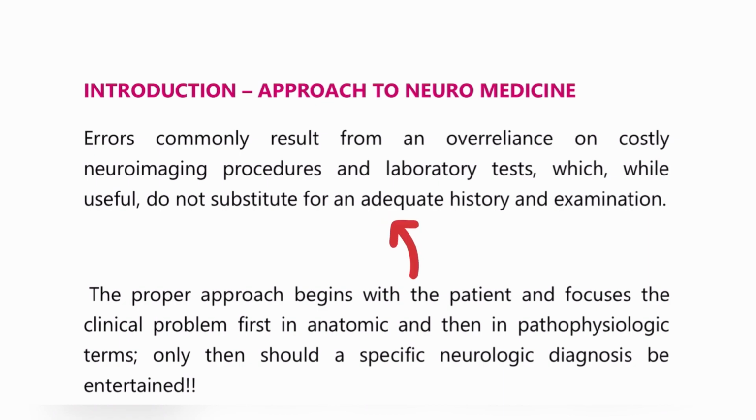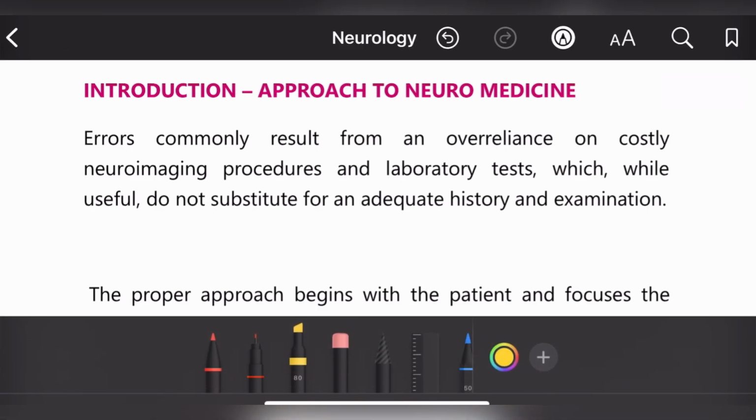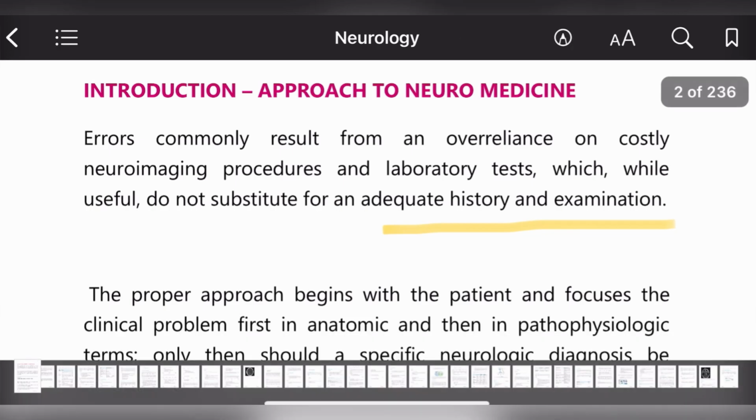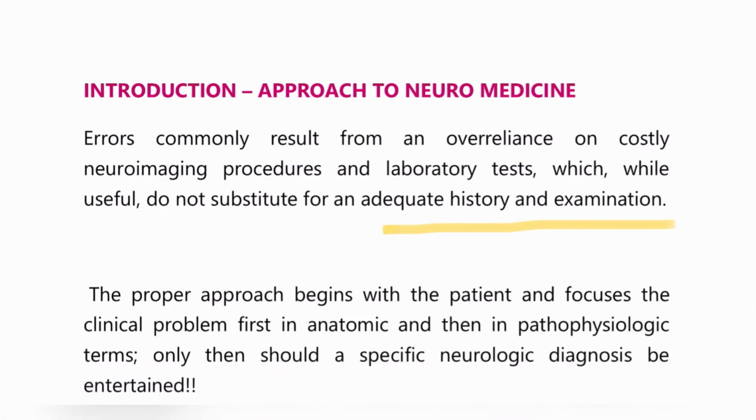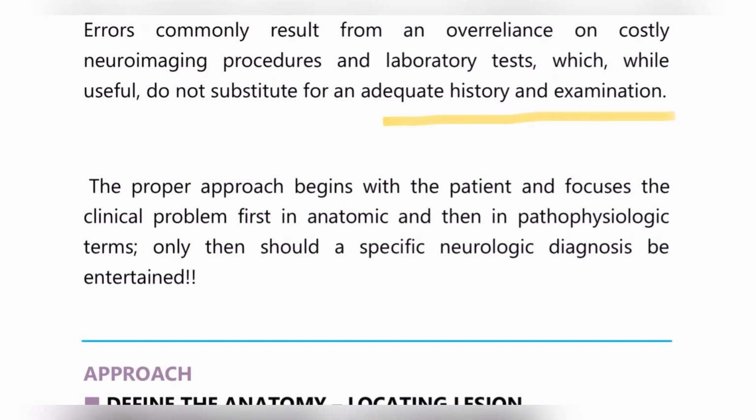That means errors commonly result from an over reliance on costly neuroimaging procedures and laboratory tests, which, while useful, do not substitute for any adequate history and examination. That means the most important thing, the management of neuromedicine case or approach to a neuromedicine case, is adequate history and examinations. The proper approach begins with the patient and focuses the clinical problem first in anatomic, then in pathophysiologic terms, which means we first want to know where the anatomic location of the lesion is, and the second thing of the approach is pathophysiologic terms. That means what is the problem going on.